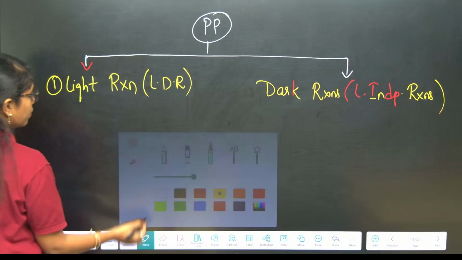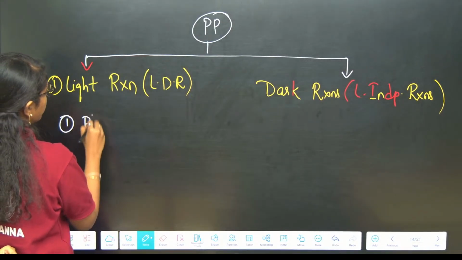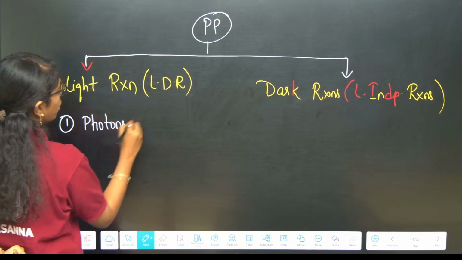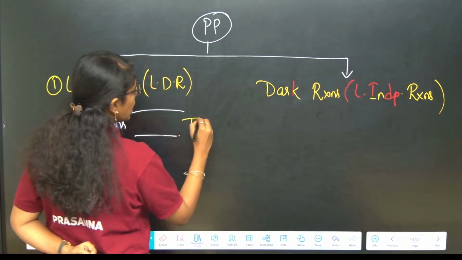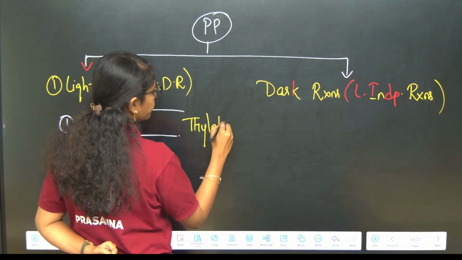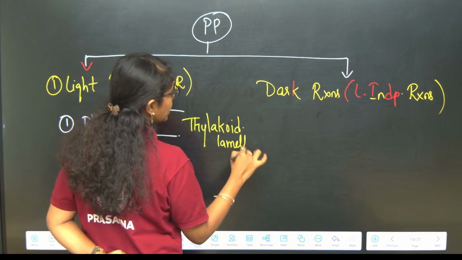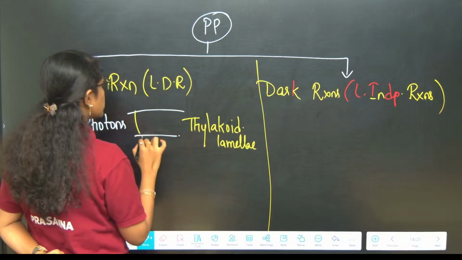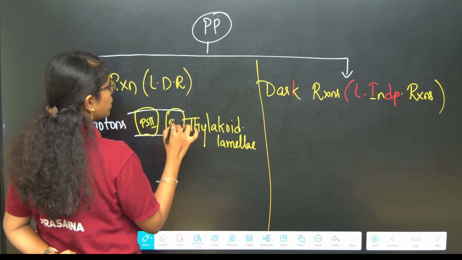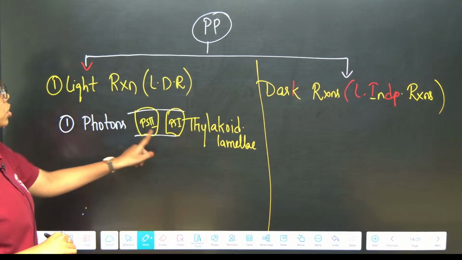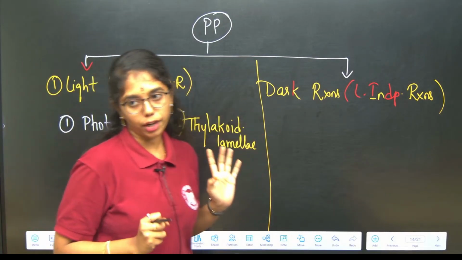So, what are the 3 events of light reactions beta? First, it is absorption of light in the form of photons. The site of this reaction is thylakoid lamellae or thylakoid membrane. Because in thylakoid lamellae photosystems are present. You know, right, PS1 and PS2 we have discussed in photosynthesis. These photosystems are present in thylakoid lamellae. So, absorption of light in the form of photons happens in thylakoid lamellae.